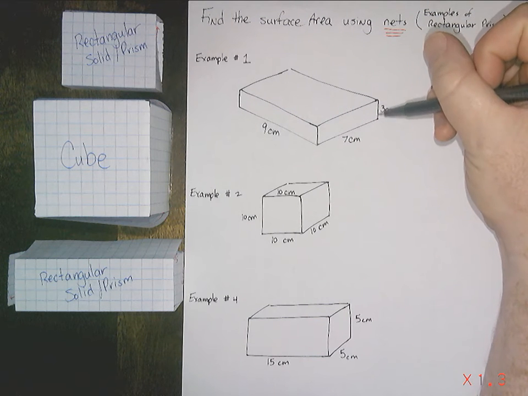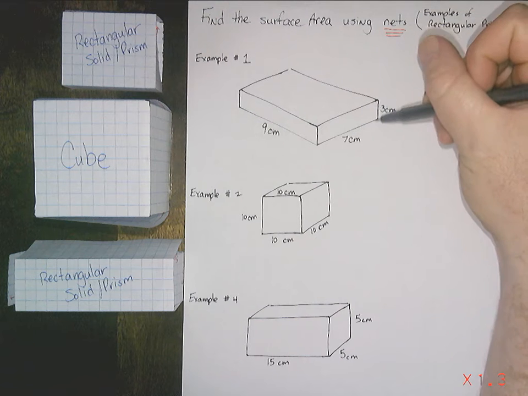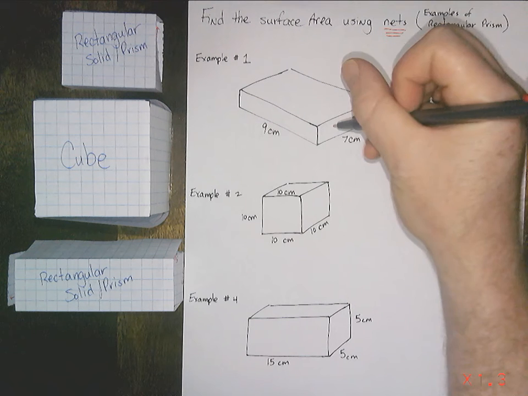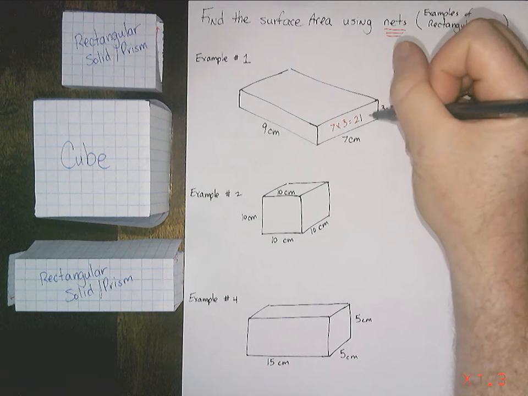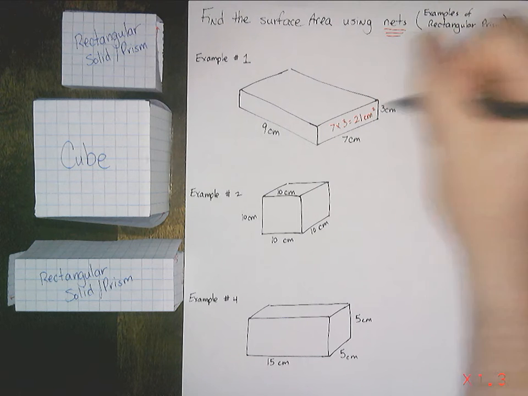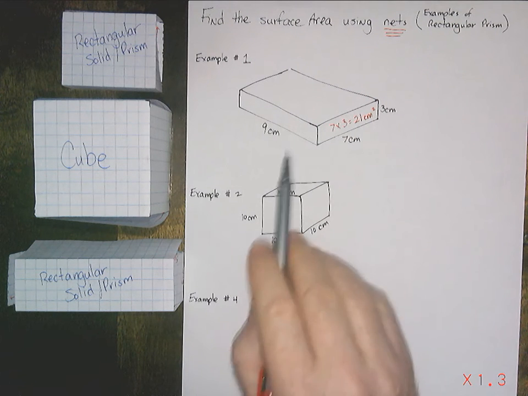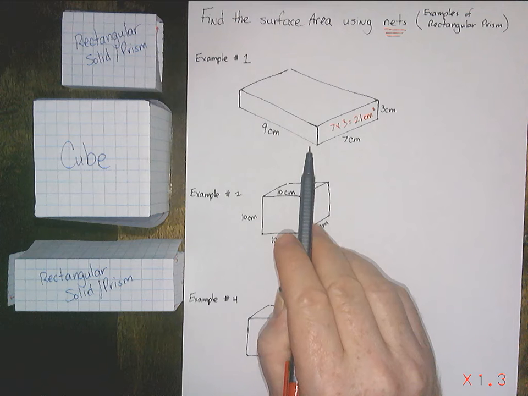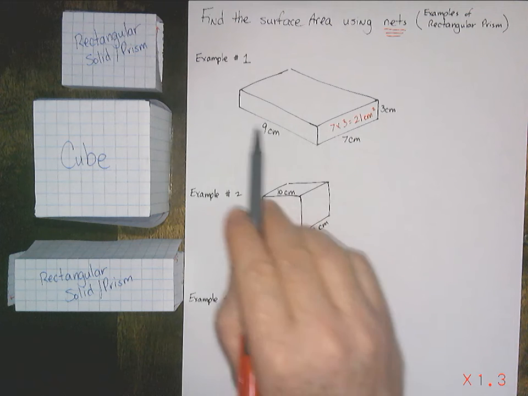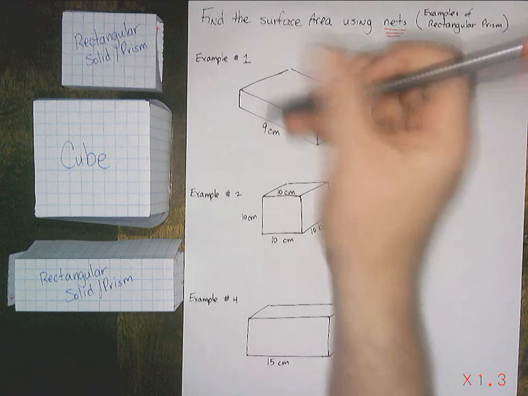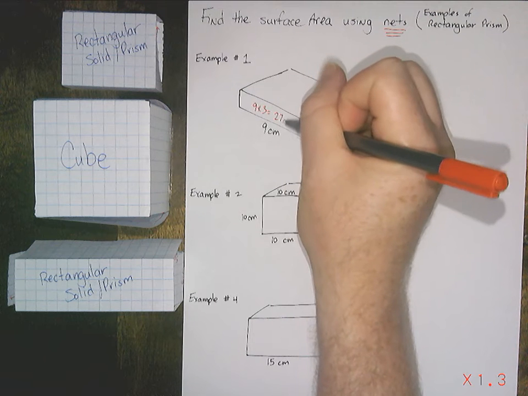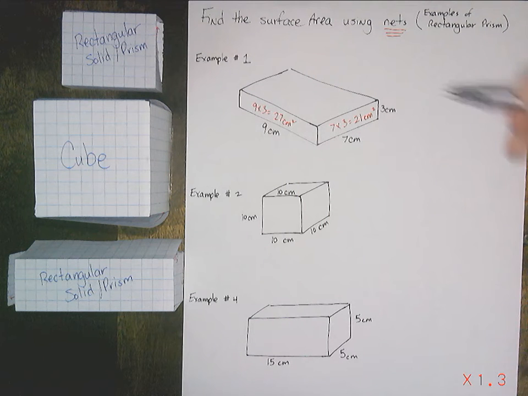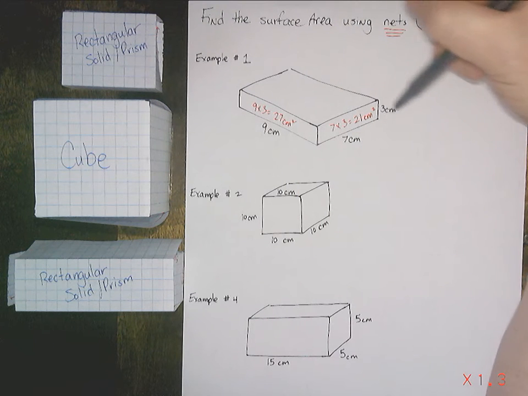If we just take a look at it, you see the front part here is a 7 by 3. So this is a long rectangle. It's a 7 by 3. So that side's going to equal 21 centimeters squared. And then you've got the side here, which is a 9, and the height is also 3. So this is a 9 by 3, and this would be 27 centimeters squared.